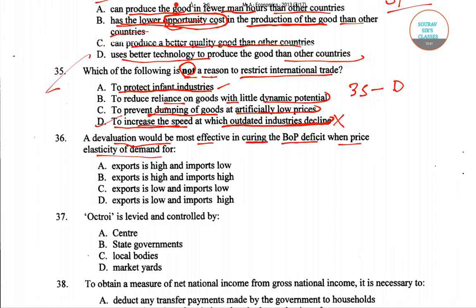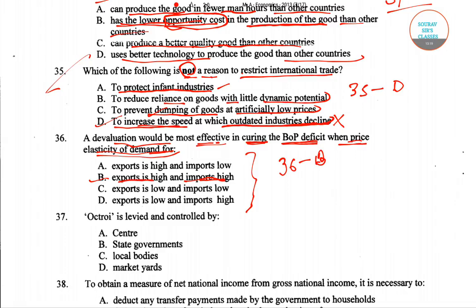when price elasticity of demand for, all these four options are given. A devaluation would be most effective in curing the BOP deficit when price elasticity of demand for. Out of these four options, the right option will be option B, that is export is high and import is high. So devaluation would be most effective in curing the BOP deficit when price elasticity of demand for export is high and import is also high. So for question number 36, the right answer is option B.